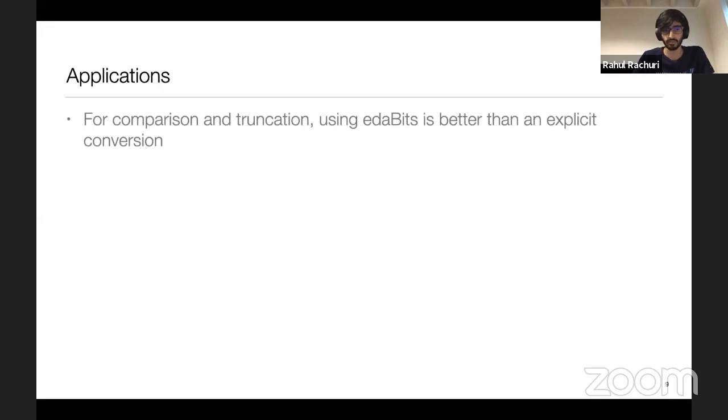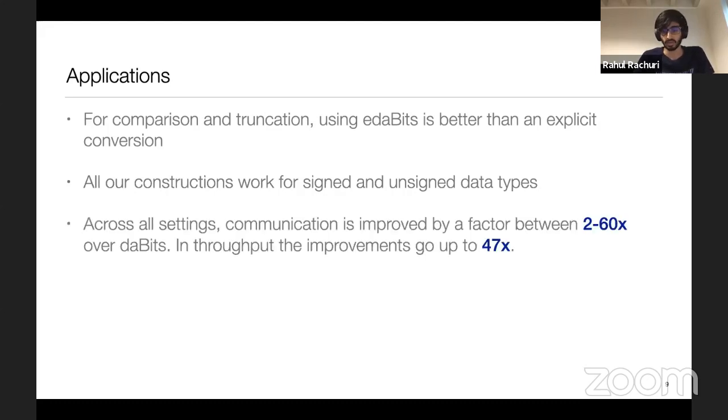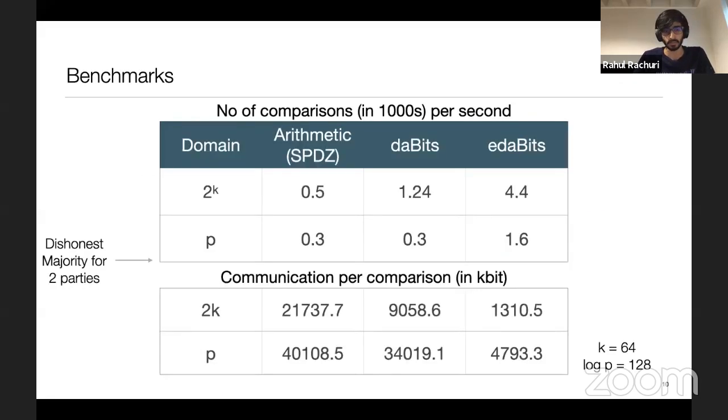As I mentioned, we have improvements to comparison and truncation using ERA bits. Our constructions work over signed and unsigned data types. And we've benchmarked some end-to-end applications like logistic regression and convolutional neural networks, the benchmarks for which are available in the full version of the talk. And the code is available as a part of the MP-SPDZ library. So I'm just going to conclude by showing these benchmarks.